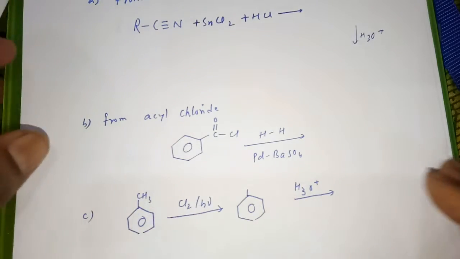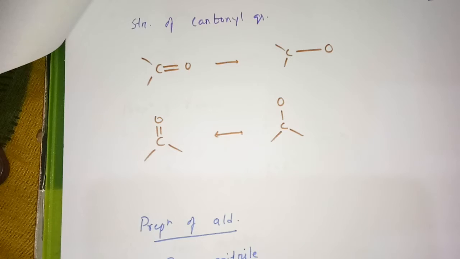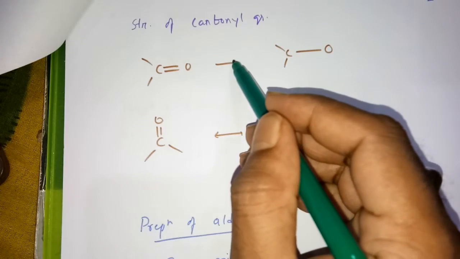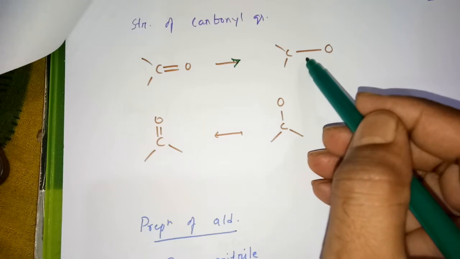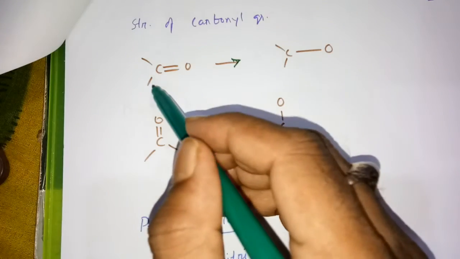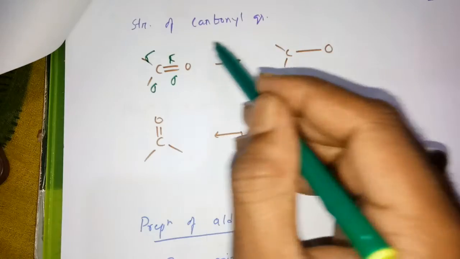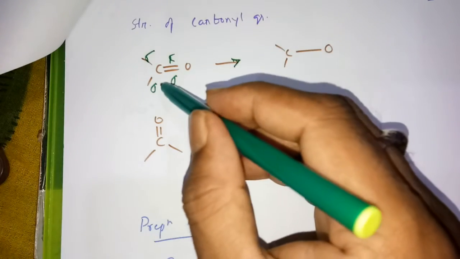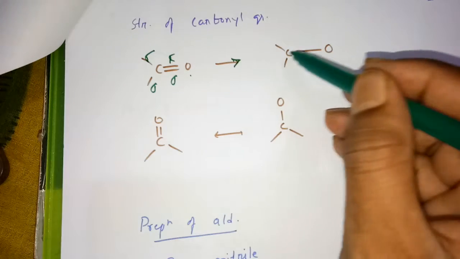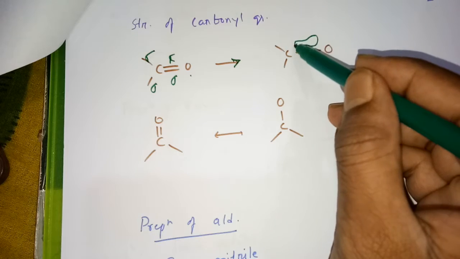Next, we have the structure of the carbonyl group. So the CO bond is here. If it goes to this one, so C single bond O. This is a sigma bond. This is a sigma bond. This is a sigma bond. This is a pi bond. In the pi bond, carbon electronegativity is 2.5. This is 3.5. So obviously the pi bond is more towards the oxygen atom. It is shown like that.